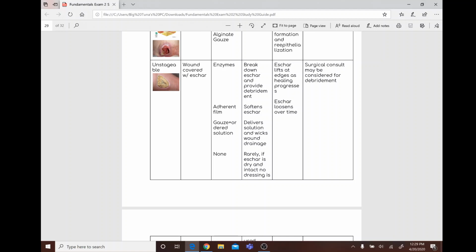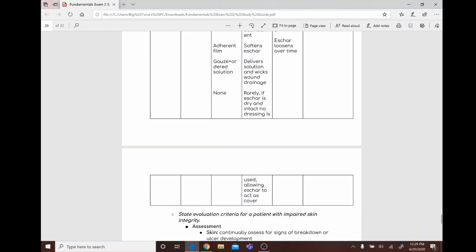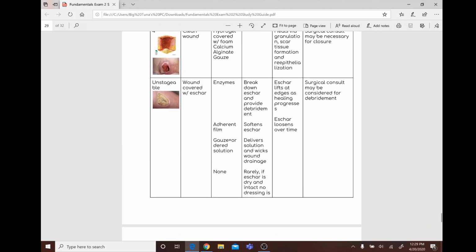What do we know about adherent film and unstaged ulcers? Soften eschar. What do we know about gauze and ordered solution and unstaged ulcers? Deliver solution, wicks wound drainage. What do we know about no dressing and unstaged ulcers? It's rare. If eschar is dry and intact, no dressing is used, allowing eschar to act as a cover.